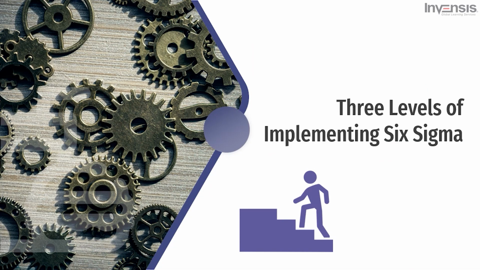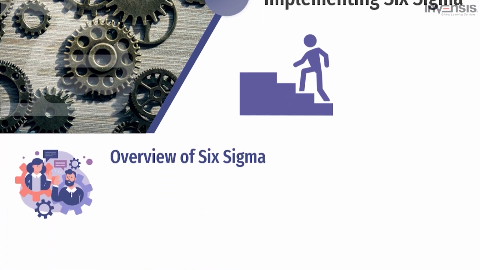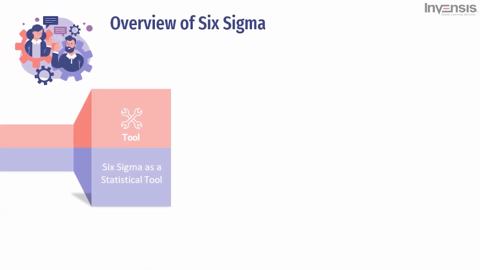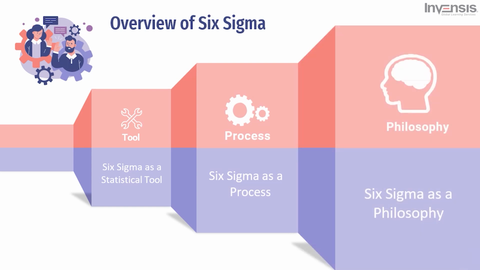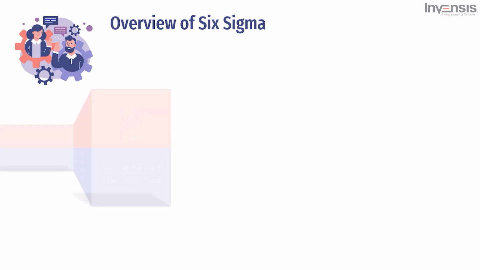When you decide to implement Six Sigma in your organization, you can implement Six Sigma at 3 different levels of implementation. Your level of implementation could be using Six Sigma as a tool, using Six Sigma as a process, or using Six Sigma as a philosophy. What are these 3 types? Let's understand that.